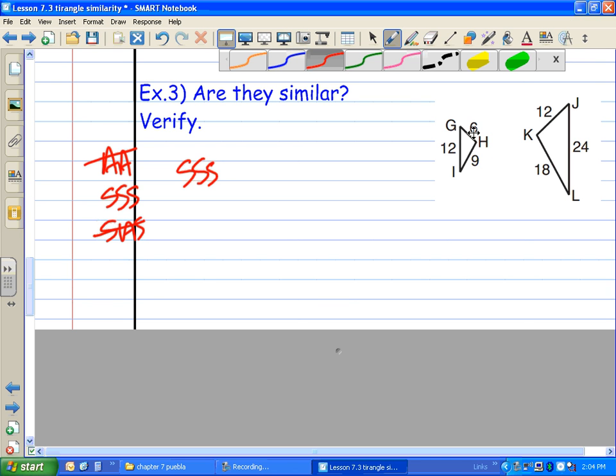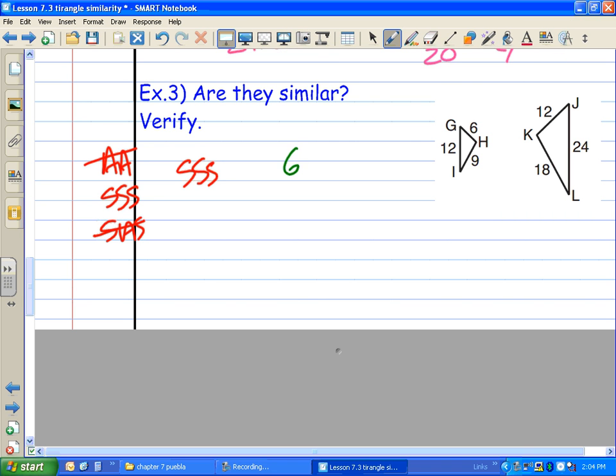Well, let's match them up. Looks like I have 6, 9, 12 in that order: small, medium, large. Small, medium, large. So let's set them up that way, small to small. I have a 6 and a 12, and then a 9 and an 18, and then a 12 and a 24. Let's do the ratios for these, reduce them, and see if they have the same one.